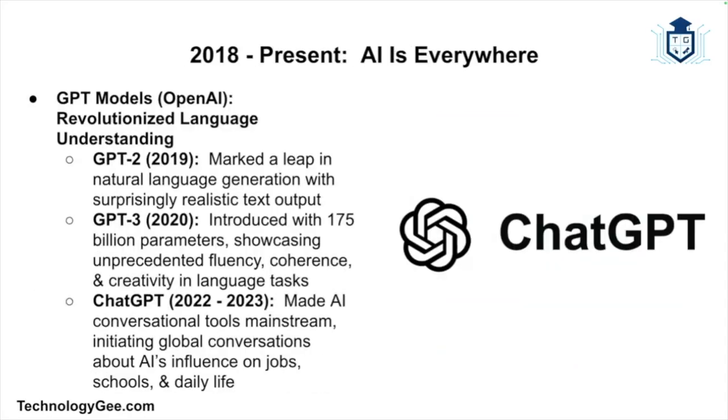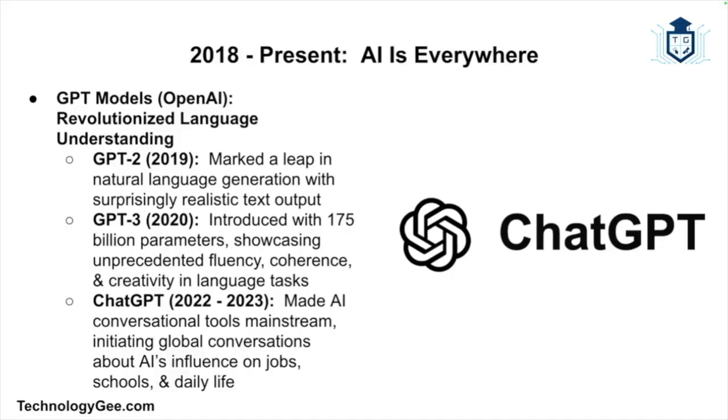And then that brings us to the year 2018 all the way to the present, and AI is everywhere. So now we are living in the AI renaissance. So let's go ahead and look at some recent milestones. So we got the GPT models created by OpenAI. GPT-2, which was created back in 2019, started generating realistic text. You got GPT-3, which came out in 2020, and this had 175 billion parameters with very good fluency.